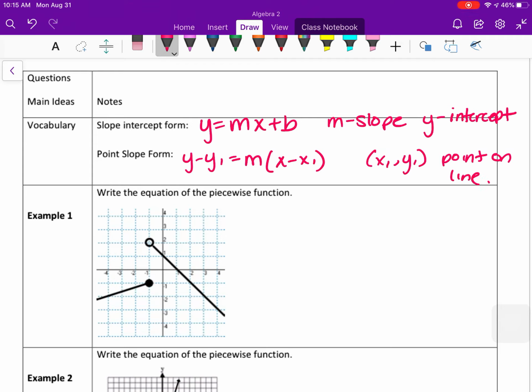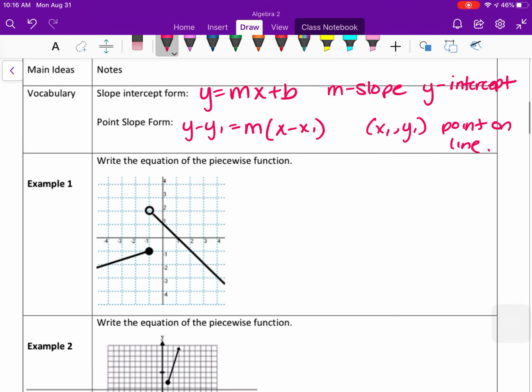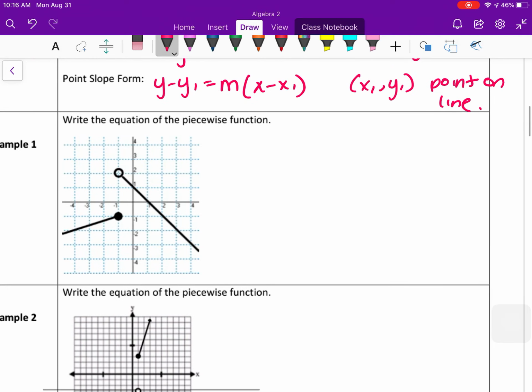Sometimes it's easier to use one or the other, depending on the type of situation that you're looking at. Both would be acceptable. All right, so let's look at example 1. The first thing that I like to do, similar to when we graphed it, is split it into two sections because we really have two equations. And then once I get the equation for each line, I'll put it together in piecewise form.